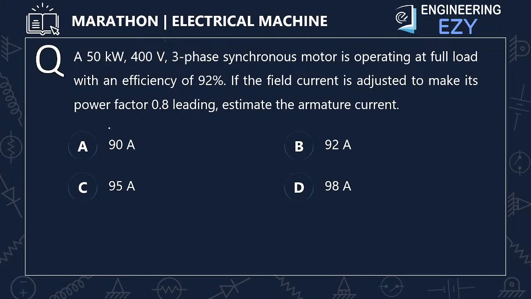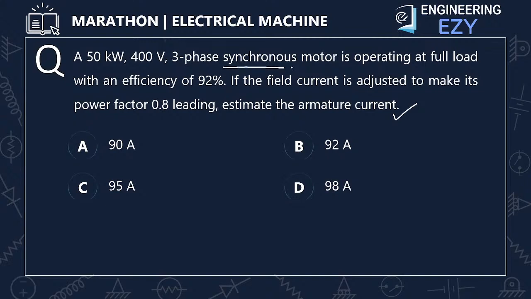Yes, Abhishek is also giving the correct answer. Very good, bache, very good. So a 50 kilowatt, 400 volt, three-phase synchronous motor is operating at full load with an efficiency of 92%. If the field current is adjusted to make its power factor 0.8 leading, estimate the armature current. Okay, no problem, Abhishek, just a little calculation mistake. Okay, so try to give the answer.